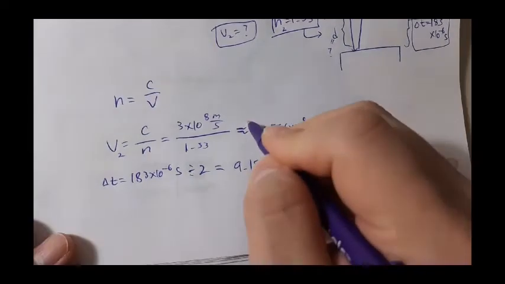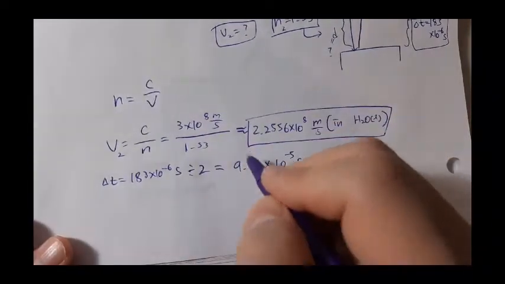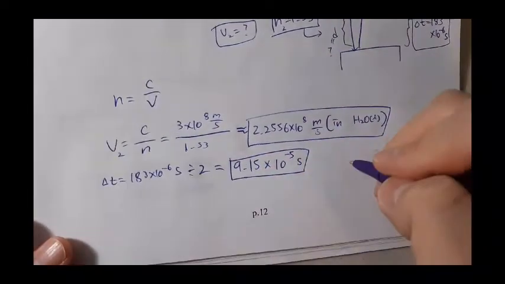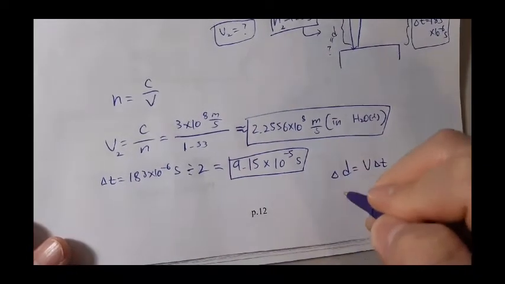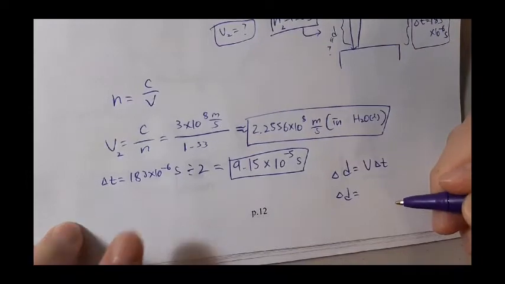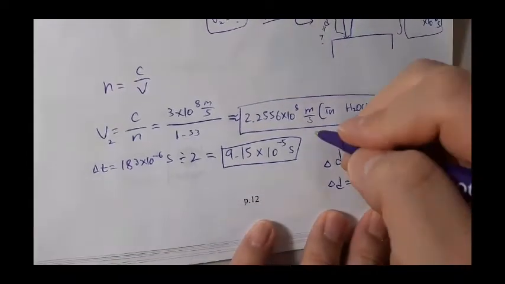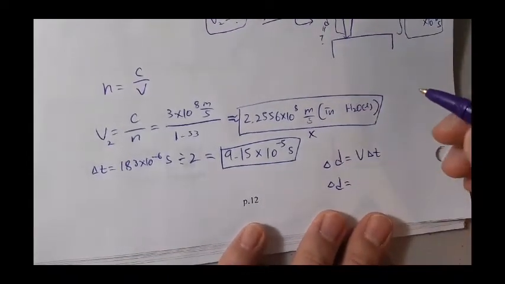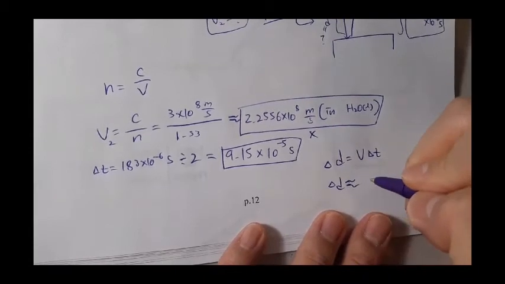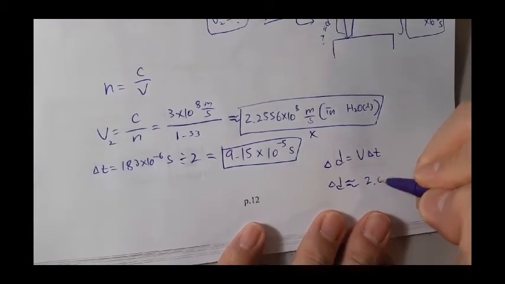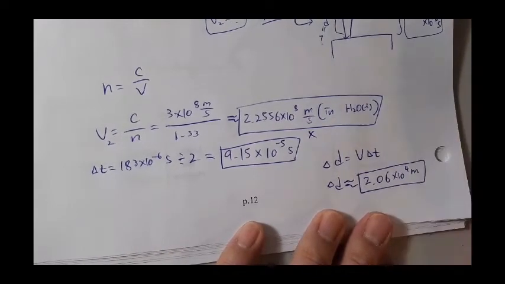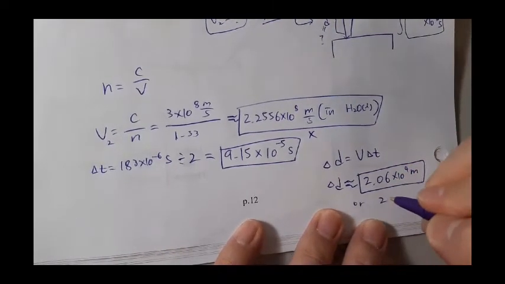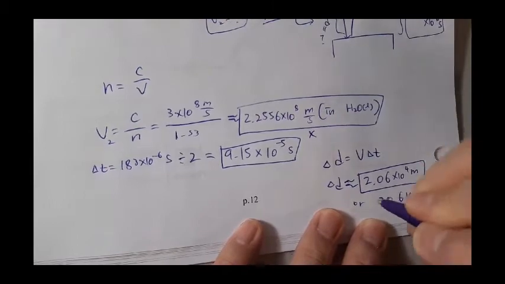So we are basically using this speed, that times the time: delta d is equal to v delta t, basically a multiplication of those two numbers. I'm going to round it up to my final answer. It should be 2.06 × 10^4 meters if I use significant digits, or simply 20.6 kilometers.